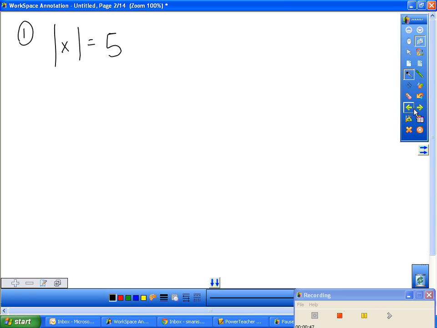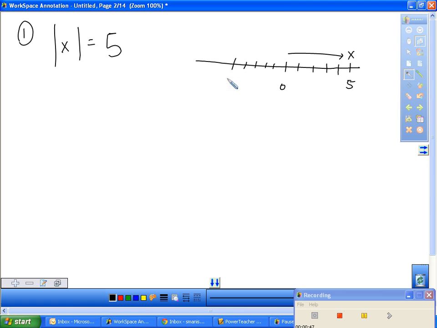So our first example is the absolute value of x equals 5. So we want to know what number could x be so that it is 5 spaces away from 0. If we think about a number line, we put 0, what number can x be so that it's 5 spaces away from 0? Well, if I have 1, 2, 3, 4, 5, okay, that could be my x because it's 5 spaces away from 0 in this direction. But I can also go the other direction, 1, 2, 3, 4, 5 at -5, which is also 5 spaces away from 0.